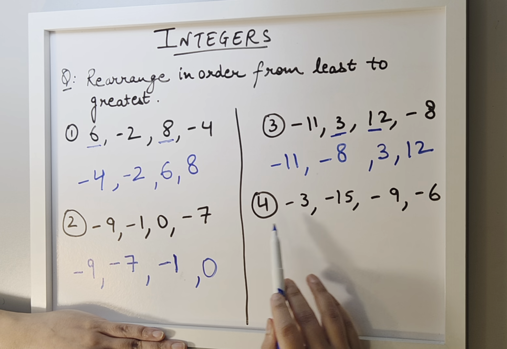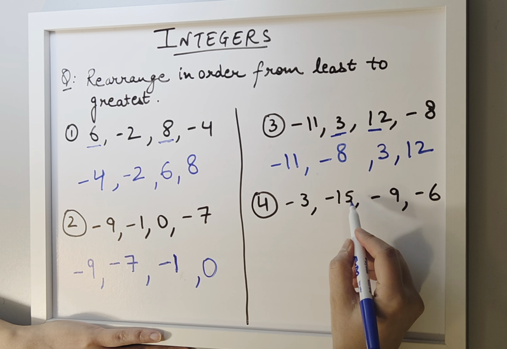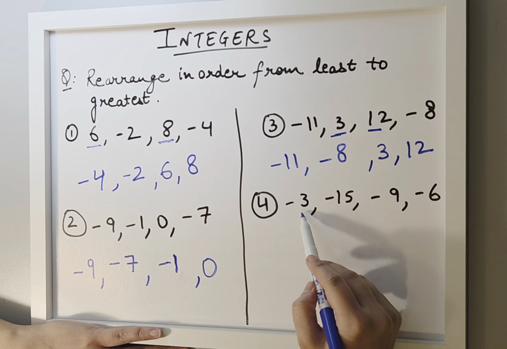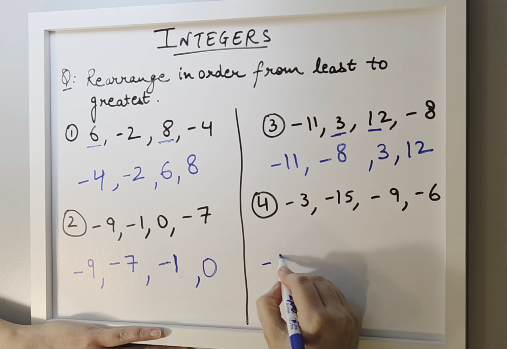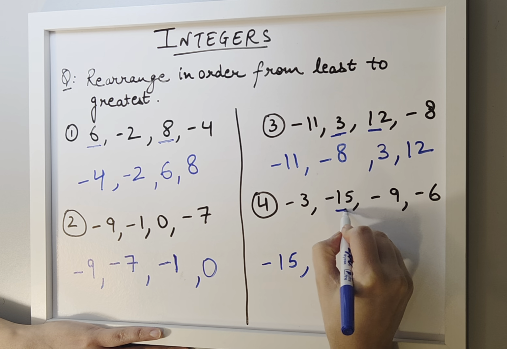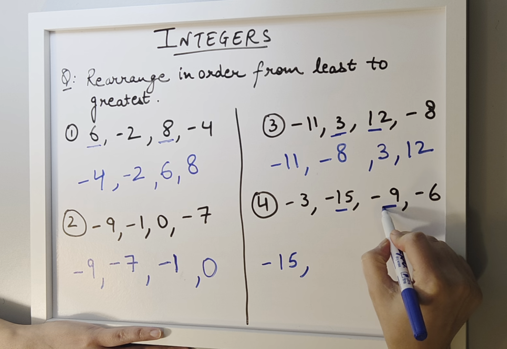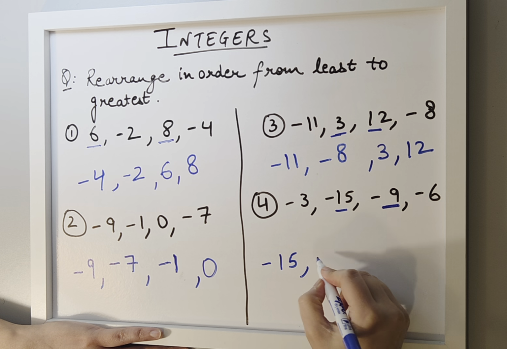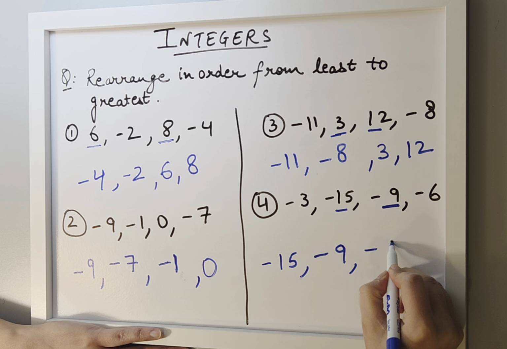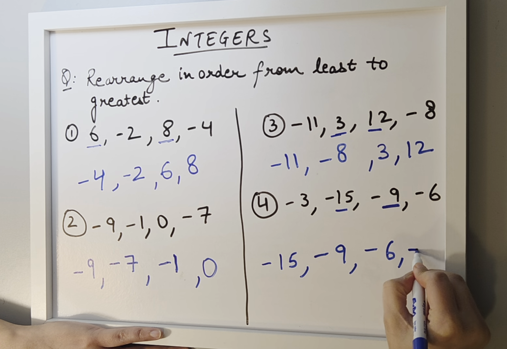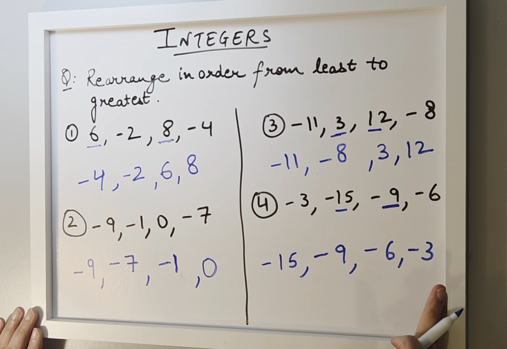Now here we have all the 4 negative values. So we have 3, 15, 9 and 6. So -15 is the smallest. We are done with this. Then -3, -9, -6. So -9 will be the smallest out of these 3. Then out of -3 and -6, -6 is smaller, and then finally we have -3. So from least to greatest.